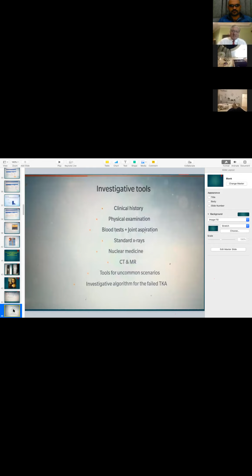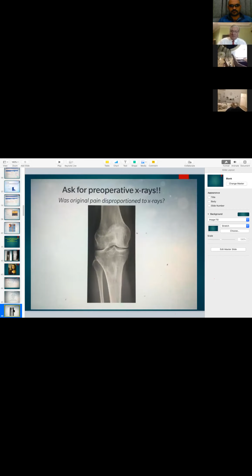So start from the clinical history. Always, for every doctor, especially in Iraq, we ask if the patient says everything is perfect, but it's painful. We ask about the preoperative X-ray and compare it with the preoperative pain. Is it parallel to this X-ray to do the surgery?